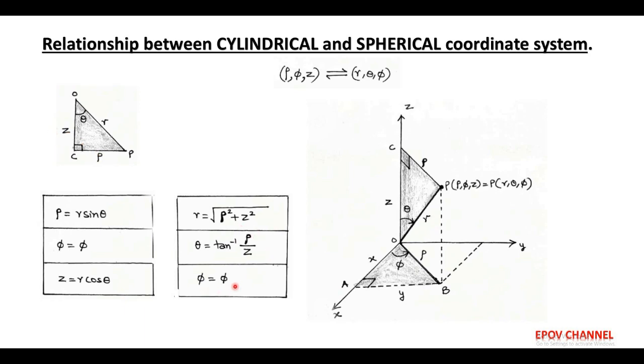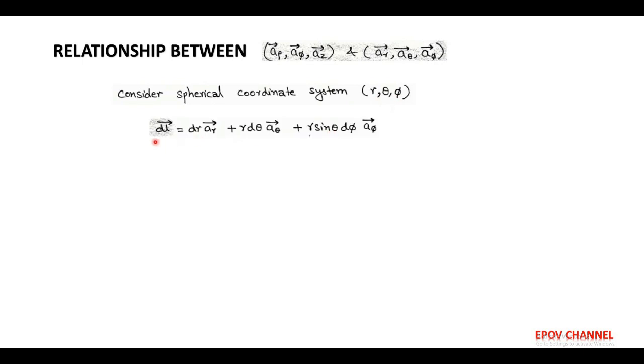Next, we can also derive the relationship between unit vectors corresponding to the cylindrical and spherical coordinate systems. Unit vectors of the cylindrical system are unit vector rho, unit vector phi, and unit vector z, while those of the spherical coordinate system are a r, a theta, and a phi. For this relationship, we first consider the differential length in the spherical coordinate system, that is r theta phi, and it is represented by dl vector equals dr unit vector r plus r d theta unit vector theta plus r sin theta d phi unit vector phi.